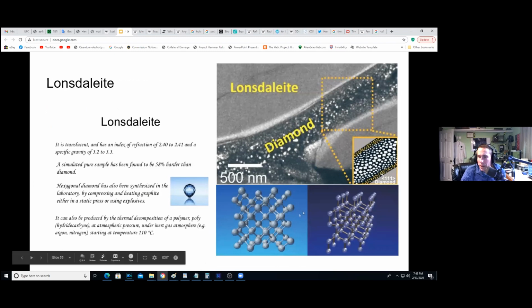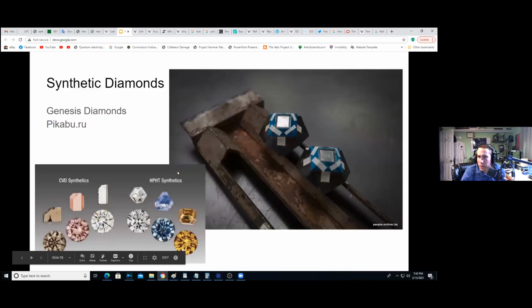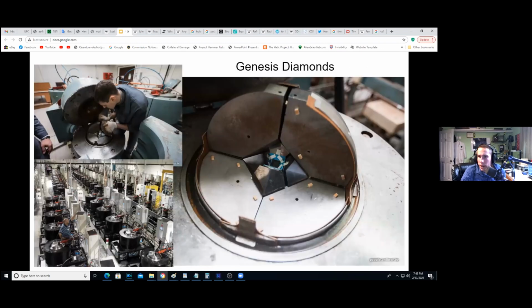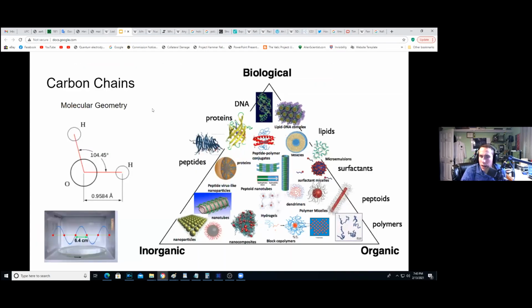It's produced by a number of companies, synthetic diamonds in a number of different ways. This is from Genesis Diamonds, the Genesis Diamonds Laboratory and their methods for manufacturing diamonds, and the high pressure types of environments that they use for that. Carbon chains, yes, as we know, pretty much define three huge realms of chemistry just on carbon alone, so it's very important for chemists. Biological, inorganic chemistry, and organic chemistry are all directly related or linked to carbon and what can be formed with carbon.